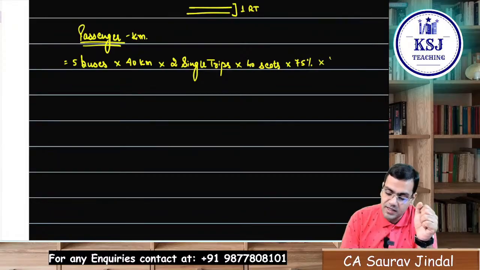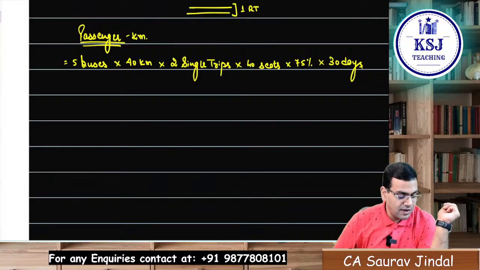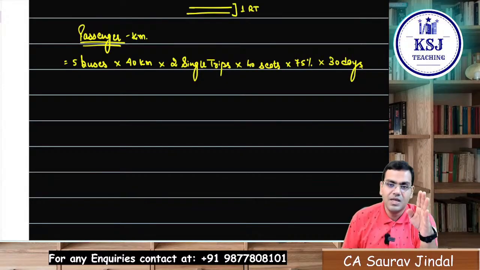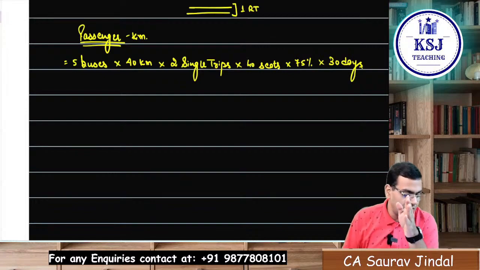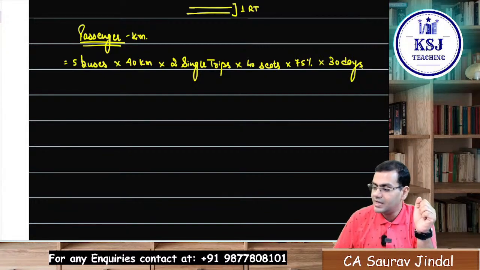So how many days are there in the April? I'll take 30 days, because the data is given for 1 month. That means the cost is given for 1 month. We will be calculating the passenger kilometers also for 1 month. 1 month means 30 days.